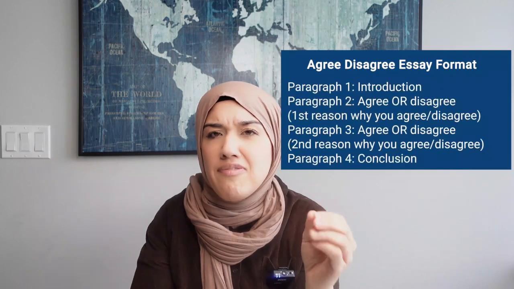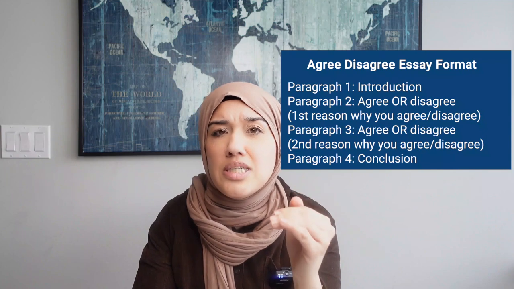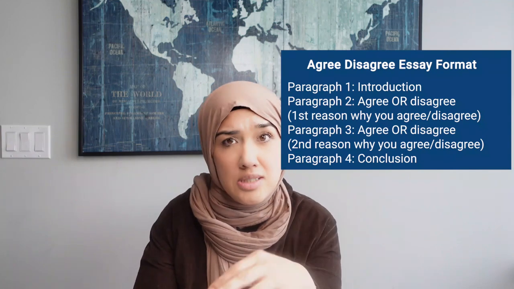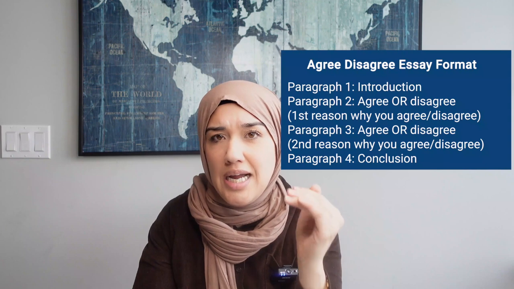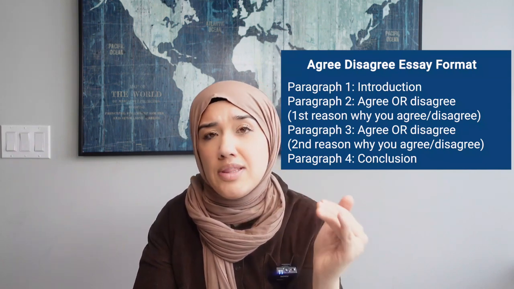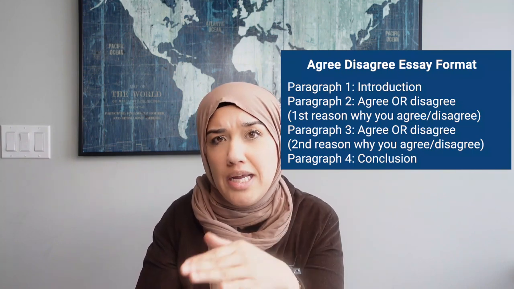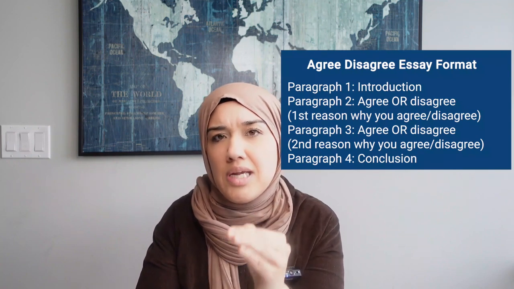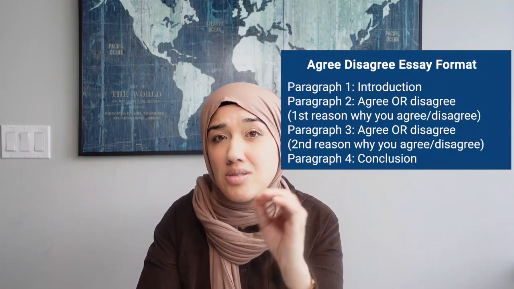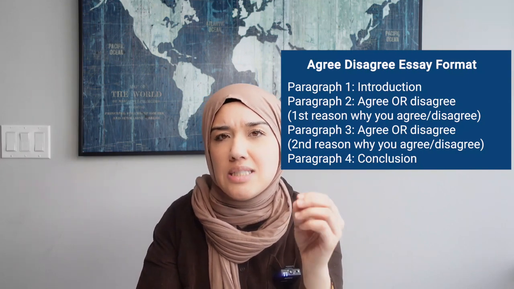So the exact format for an agree-disagree question type is, paragraph 1 is your introduction. Paragraph 2 is the first reason of why you agree or disagree. Choose one side, and one side that you have a stronger belief in than the other, because in paragraph 2 you are going to write why you agree or disagree, but it has to match paragraph 3. And then the conclusion is in paragraph 4.